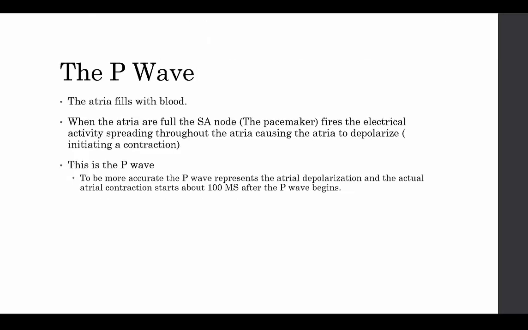So what's happening during the P wave? First, the atria will fill completely with blood. As soon as they fill with blood, the SA node, the pacemaker, fires, spreading the electrical activity throughout the atria, causing the atria to depolarize, initiating a contraction. To be a little more accurate, what the P wave is actually showing us is the atrial depolarization, and the contraction will start about 100 milliseconds after the P wave begins. So as soon as you see that first change in direction on the P wave, it's just the depolarization, not the actual contraction of the atria.